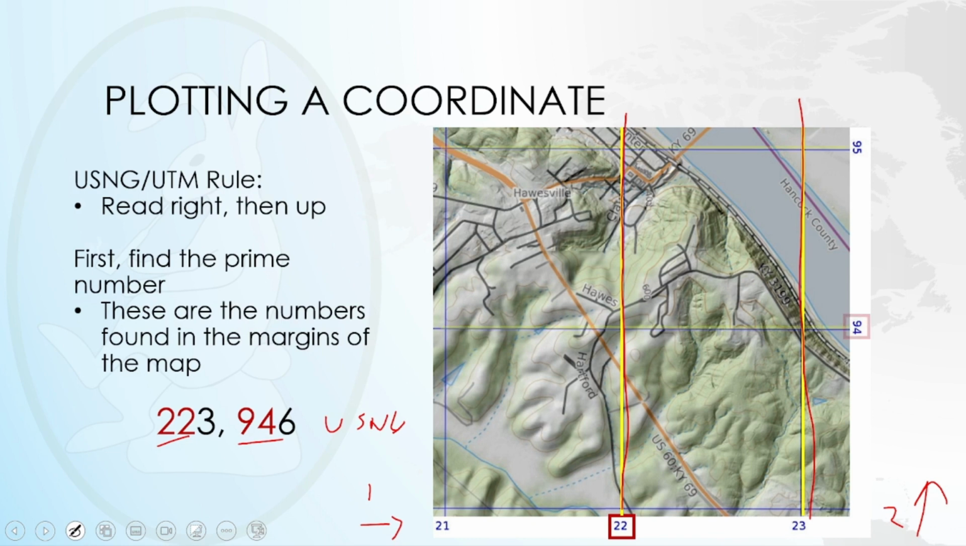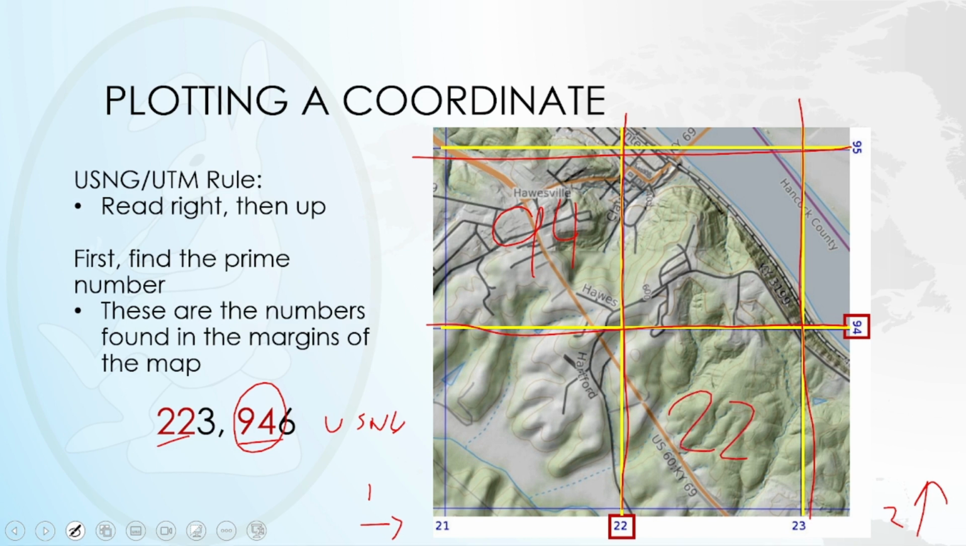All right. Now for the 94. Step 1 was read to the right. Step 2 is going to be read up. We're looking for 94 is what we're looking for. We go up, we find 94. That means everything above this line and everything below 95 is considered 94. This is considered 22, okay?